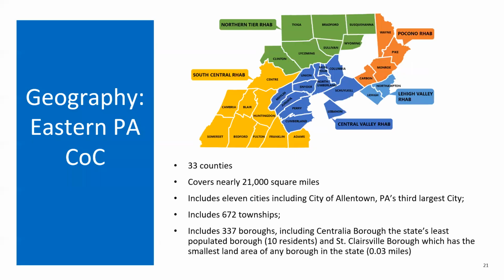homelessness in a community. In terms of the geography of the Eastern Pennsylvania Continuum of Care, you can see it here on this map. It's made up of 33 counties and 5 RABs, which we'll talk about a little bit later. RABs are Regional Homeless Advisory Boards. The CoC covers nearly 21,000 square miles and includes 11 cities, including Allentown, which is Pennsylvania's 3rd largest city, 672 townships, 337 boroughs. So it's a very large continuum of care and covers a variety of different diverse needs within the CoC.